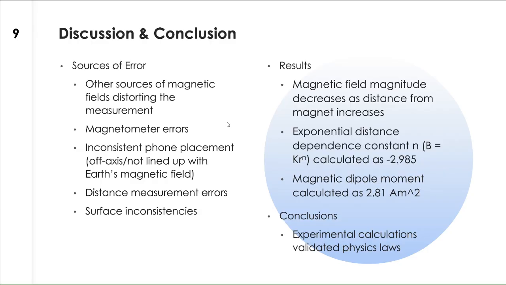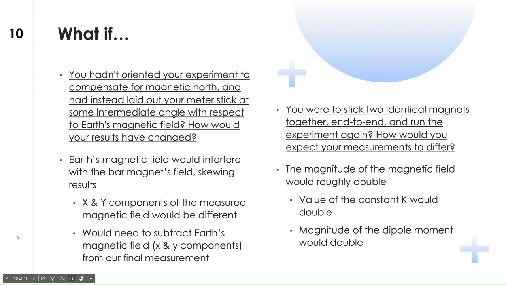Our results were, like I mentioned before, the magnetic field decreases as distance from the magnet increases. Our distance dependence constant n was negative 2.985, and our magnetic dipole moment was 2.81. Our experimental calculations validated the physics laws I showed earlier because our distance dependence constant was around negative 3.